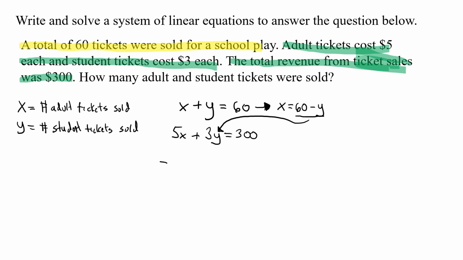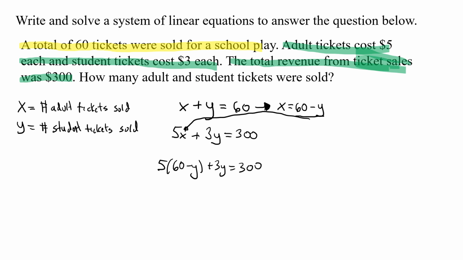So I get 5x plus 3 times y. Whoops, let's try that again. I messed that one up. I'm not going to substitute in for the y, silly me. I'm going to substitute in for the x over here. My bad. So let's try it the correct way now. So we get 5 times x, which is 60 minus y, plus 3y should equal 300.